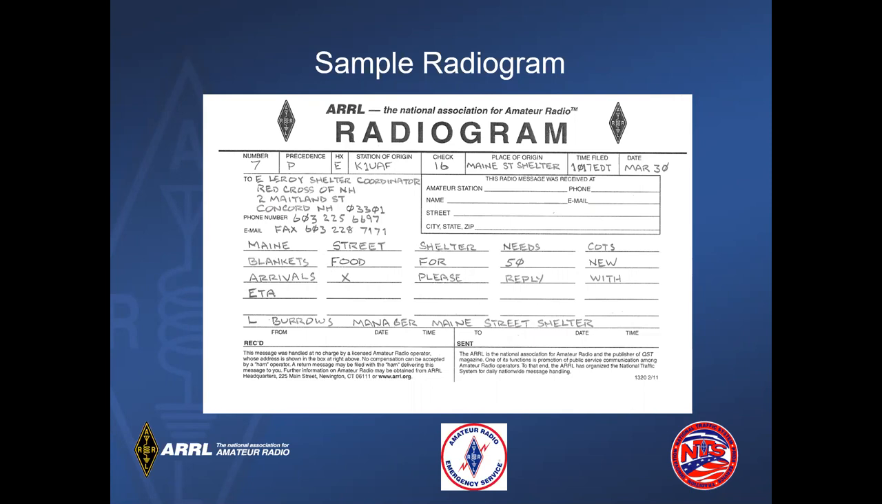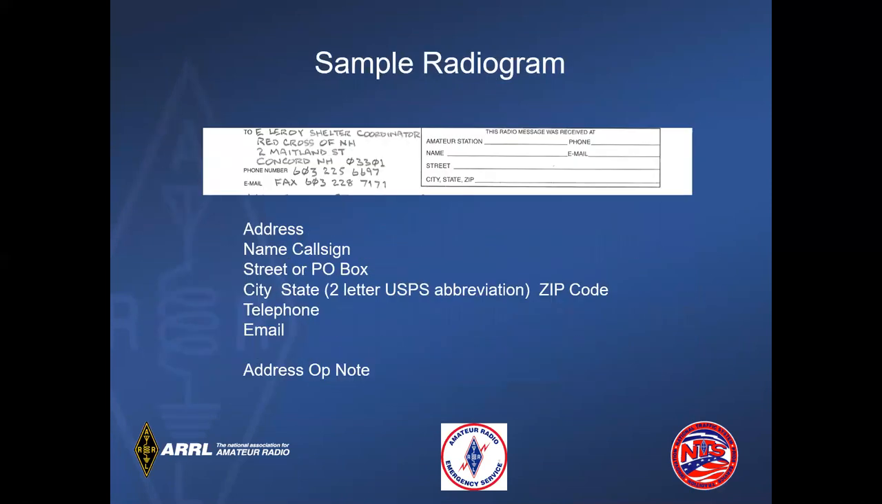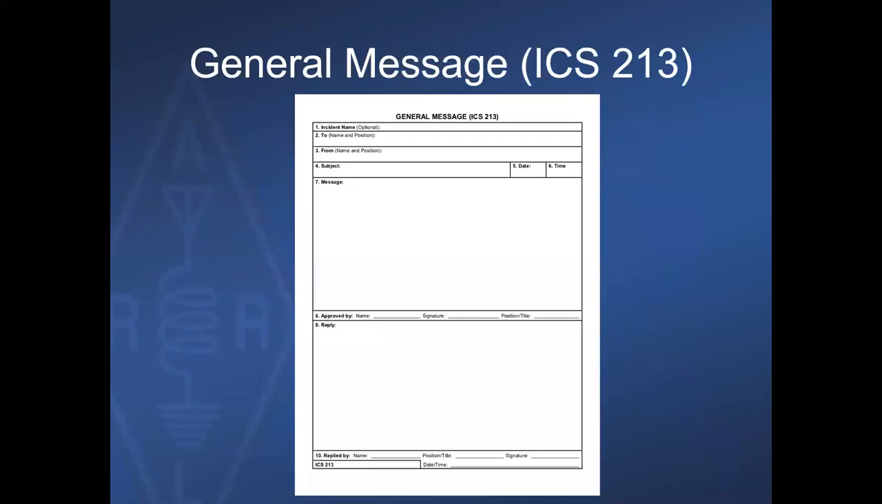Okay, so let's go back to that ICS 213 and we'll quickly go through how to handle other forms. Here's the general message, ICS 213. It has a bunch of numbered blocks with names, and there's been a lot of discussion back and forth about how to handle ICS 213 over amateur radio networks. The easiest way for me to think about doing it easily is just the entire form, after it's filled in, is the text in a radiogram.